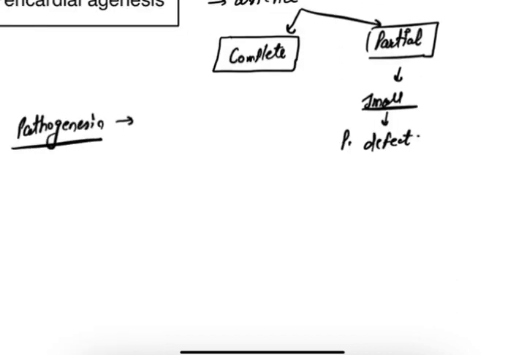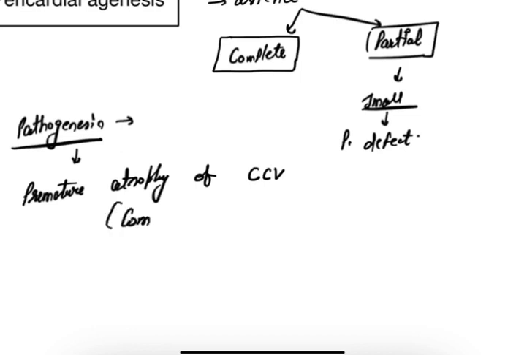So, what is the pathogenesis? Pericardial agenesis occurs due to premature atrophy of common cardinal vein.